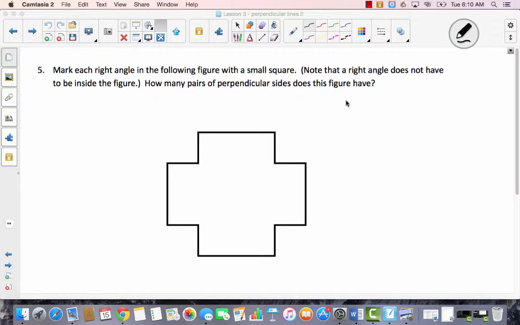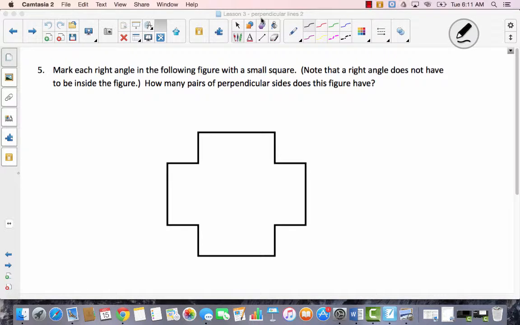It says mark each right angle in the following figure with a small square. Note that a right angle does not have to be inside the figure. How many pairs of perpendicular sides does this figure have? I want you to pause the video, and the first thing I want you to do is mark every right angle that you see, and then come back and double check and see if you got the same thing that I did. Then I want you to see how many pairs of perpendicular sides you have. So let's do the right angles first, but remember, I want you to try to do this by yourself first.